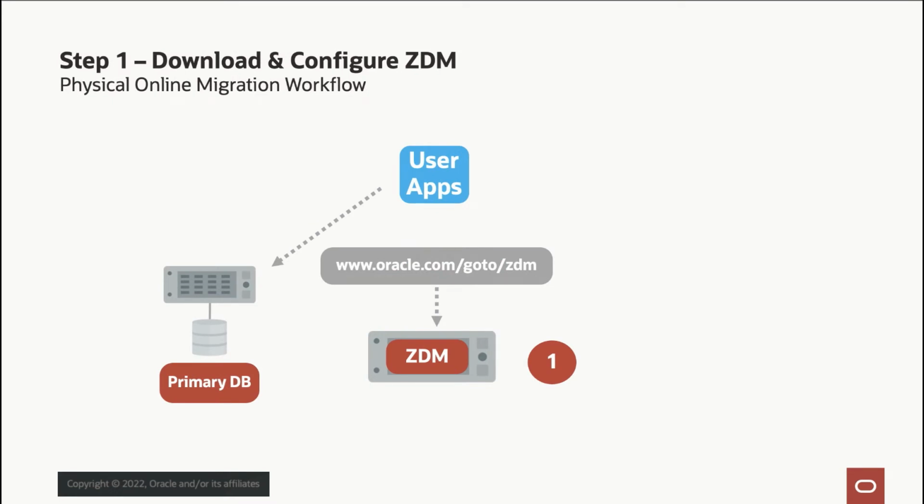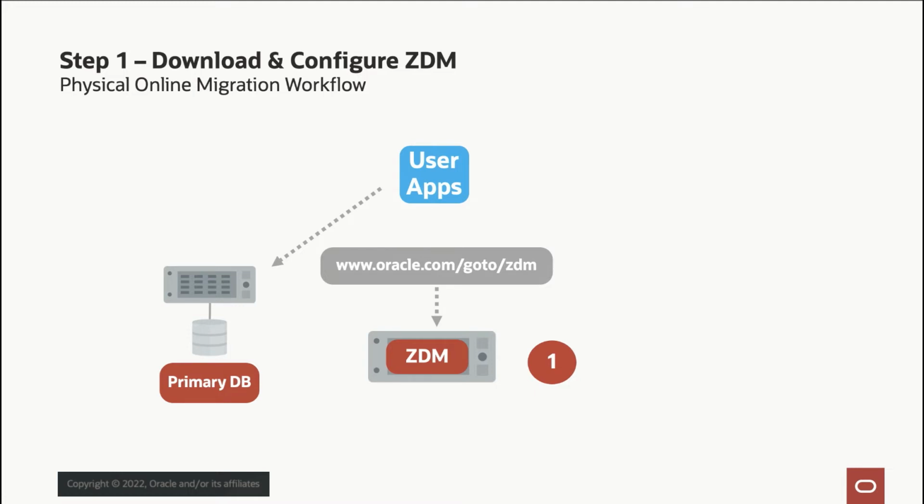So the first step, of course, is to download ZDM. You can do so by going to ZDM's product website, www.oracle.com/go-to/ZDM. You'll download ZDM on the server node where you were going to be running ZDM. As I mentioned before, the requirements are minimum. We just want to have Oracle Linux 7 running there and some other minimum requirements. You can see more in our documentation, which you can find in the same website where you can download ZDM.